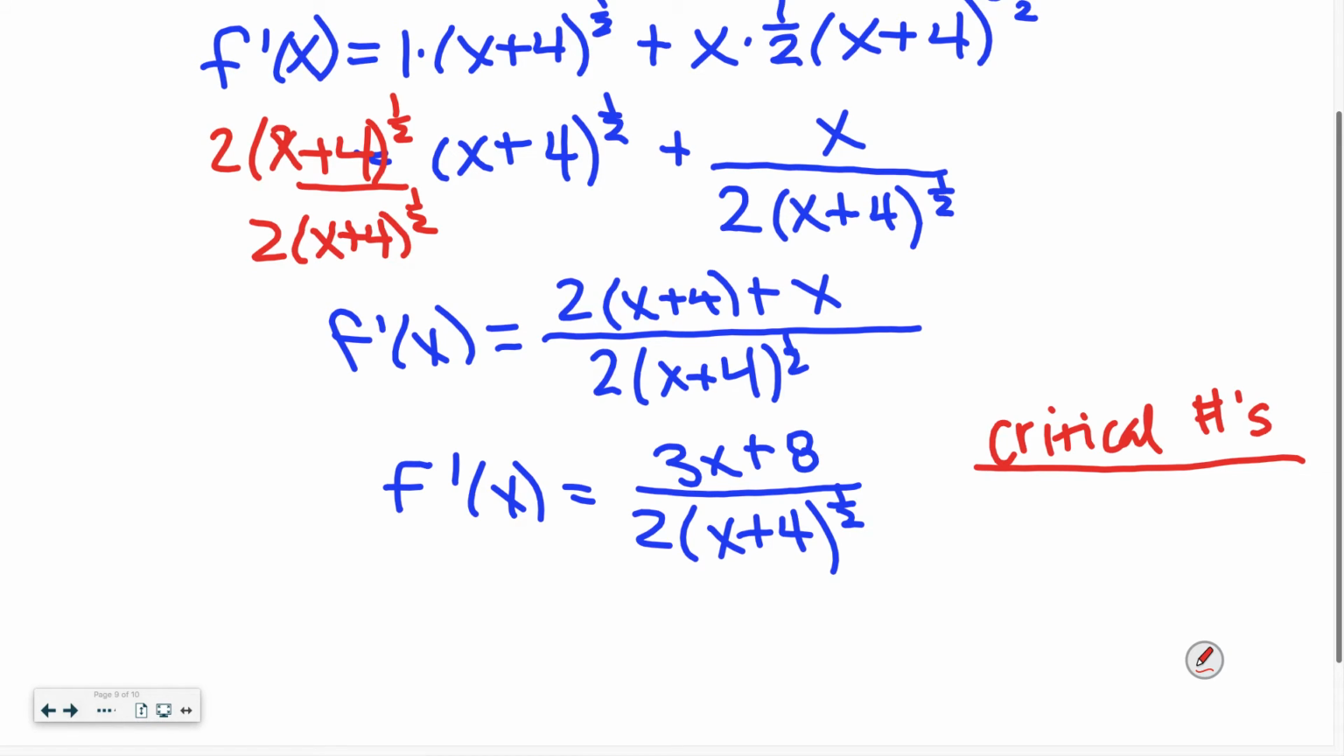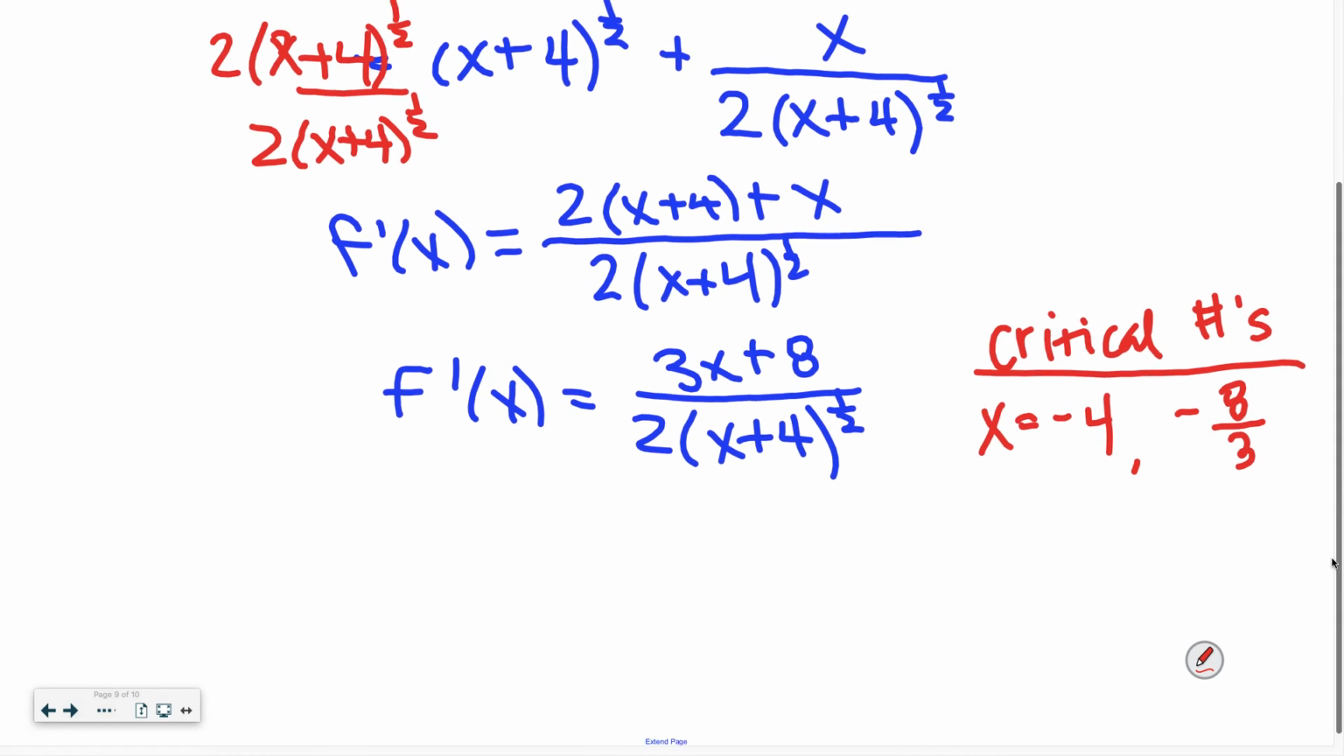We have two critical numbers. What's one of them? -4. Why is -4 a critical number? 0 in the denominator. That would make our denominator 0. Boo, that's not okay. If our denominator is 0, then we would have an undefined derivative. What's our other critical number? -8/3, because that's where our derivative is 0.